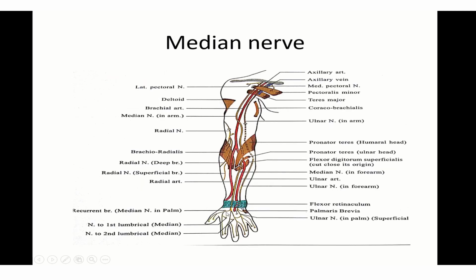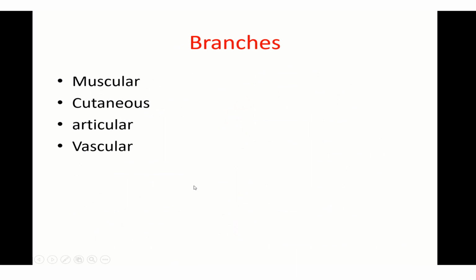So you can see here, this is the recurrent muscular branch. Then you can see here, either we can consider these are the three proper palmar distal nerves, which is the most common, or there might be one common and one proper palmar distal nerves.